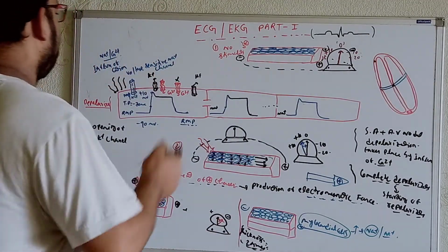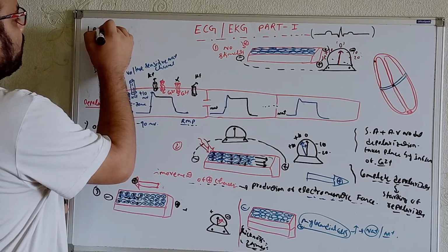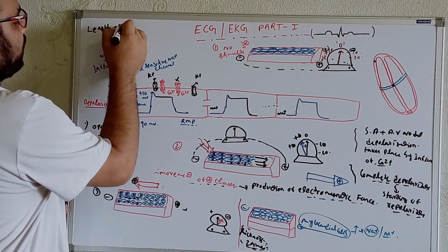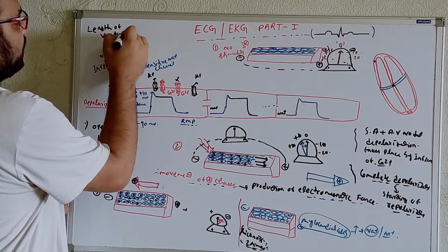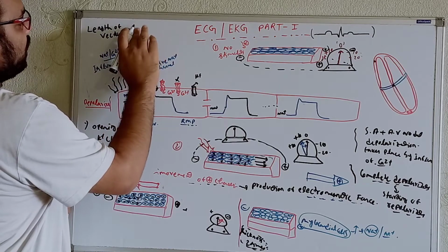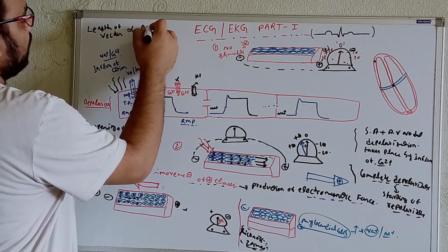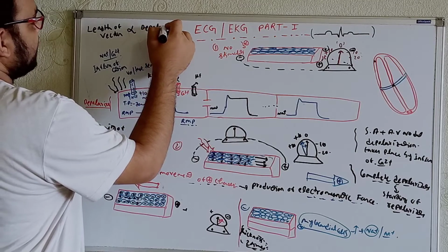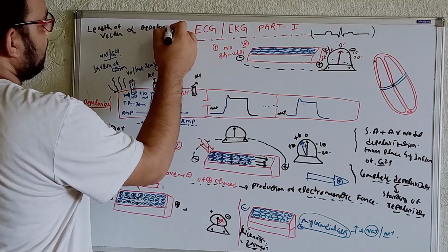proportionate to the depolarization intensity. Okay, depolarization intensity. If we get the stronger depolarization, the length of the vector will be increased.